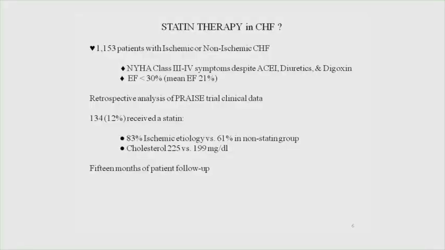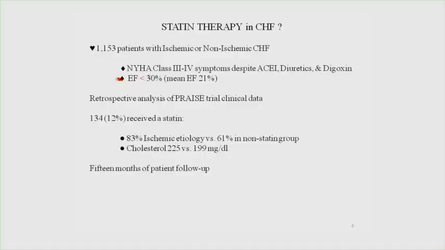Here was a study of just over 1,000 patients with ischemic or non-ischemic heart failure. They had class 3 to 4 symptoms despite drug therapy with ACE inhibitors, digoxin, and diuretics. Class 1 means you can play tennis without any trouble. Class 2 is you're having shortness of breath climbing stairs. Class 3 is symptoms with usual activity. Class 4 is symptoms at rest. Their average ejection fraction was 21%.